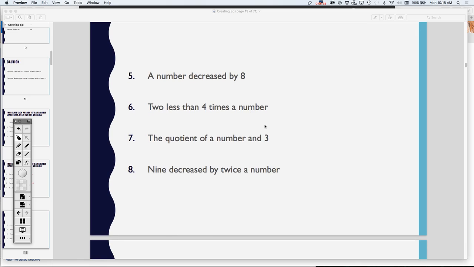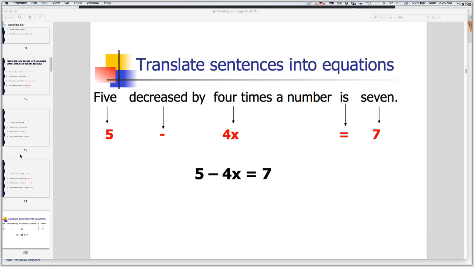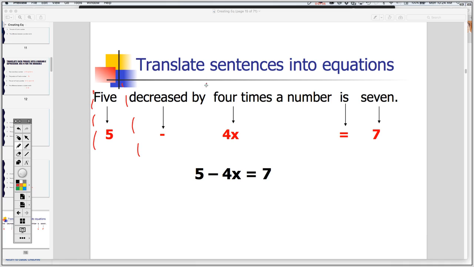Okay, translating sentences into equations. So 5 decreased by 4 times the number is 7. All right, so we would change it to 5 minus 4x equals 7. Same thing we've been doing in class, where we build these walls to try to figure out what each word means. So we would build the walls. 5 decreased by is minus, 4 times the number is altogether is, and 7. And with practice, you get better at breaking up the words.